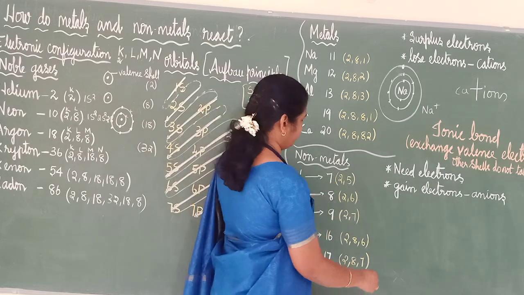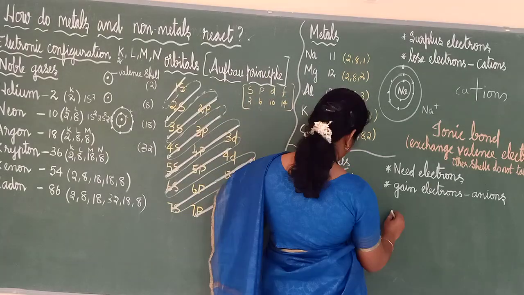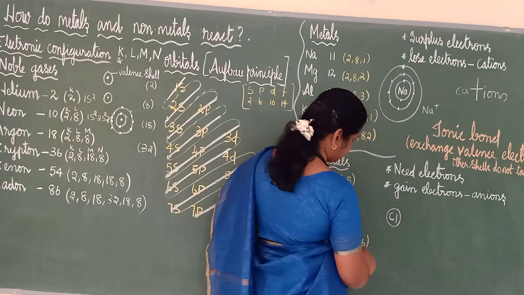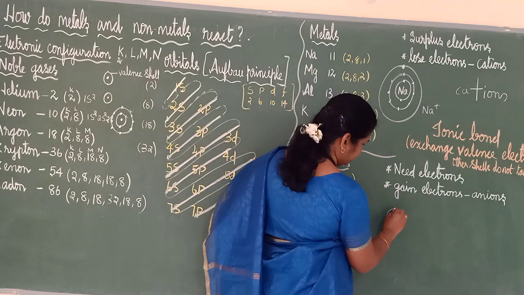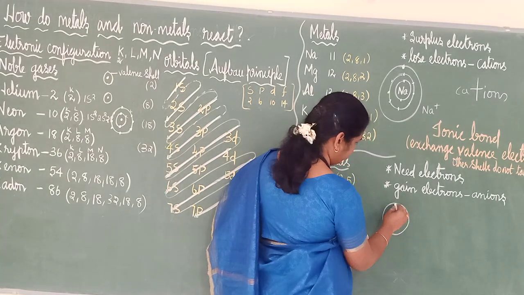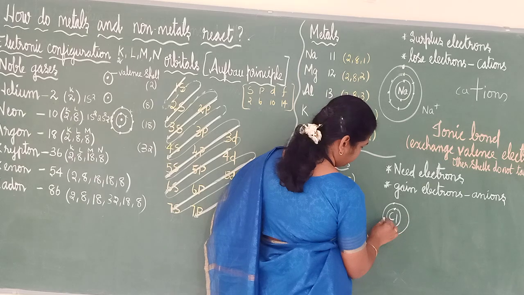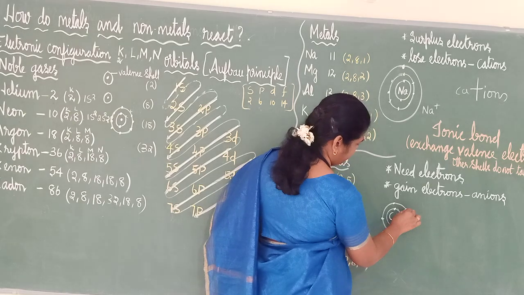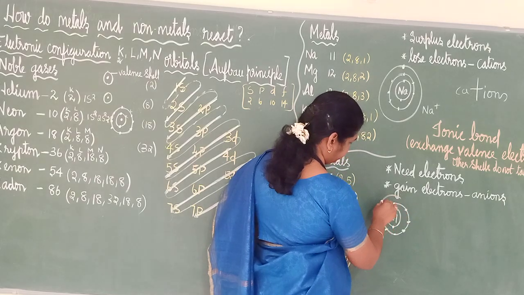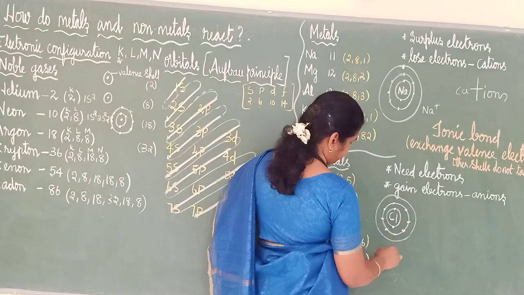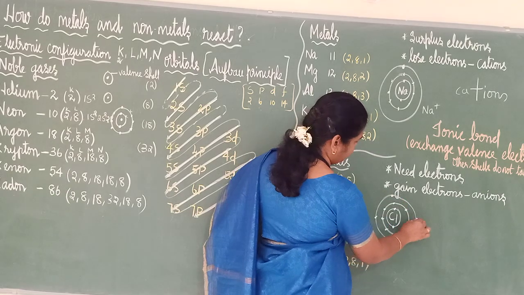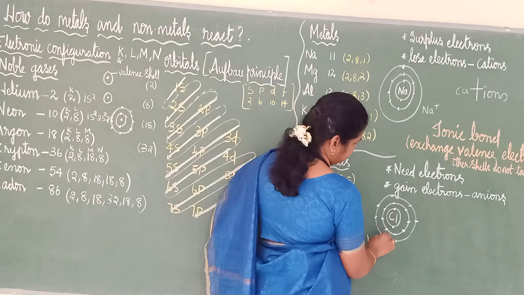Okay. So in this, for example, chlorine. We will take chlorine. How many shells will chlorine have? 3. In the first shell it will have 2. In the second shell it will have 8: 1, 2, 3, 4, 5, 6, 7, 8. In the third shell you will get 7: 1, 2, 3, 4, 5, 6, 7.